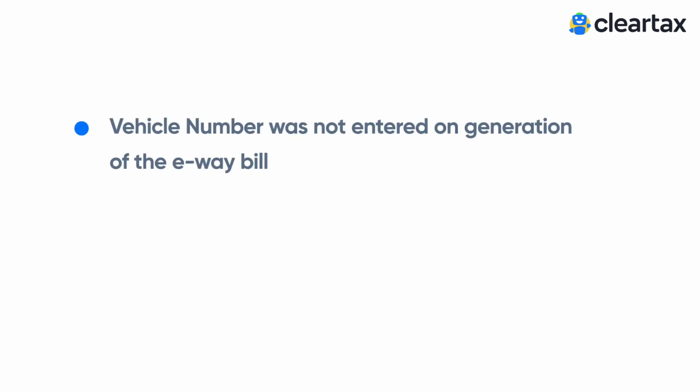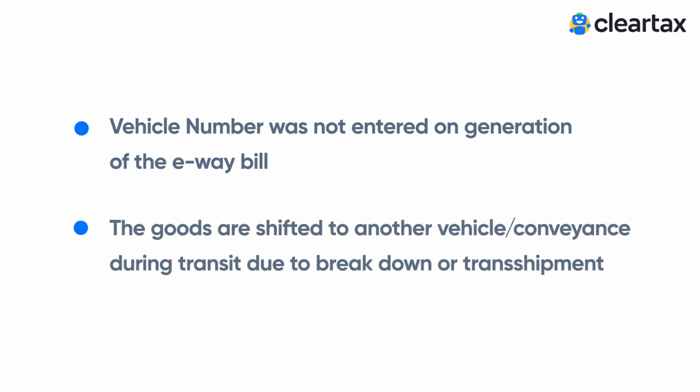Number 1. When vehicle number was not entered on generation of the e-way bill. Or number 2. The goods are shifted to another vehicle or conveyance during transit due to breakdown or transshipment. This option can be used many times for an e-way bill within its validity period. Note that no other details of e-way bills can be edited.